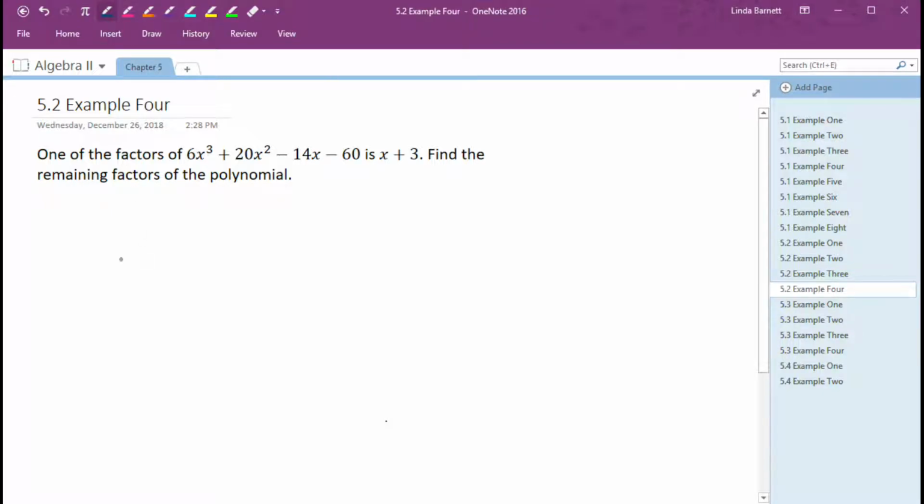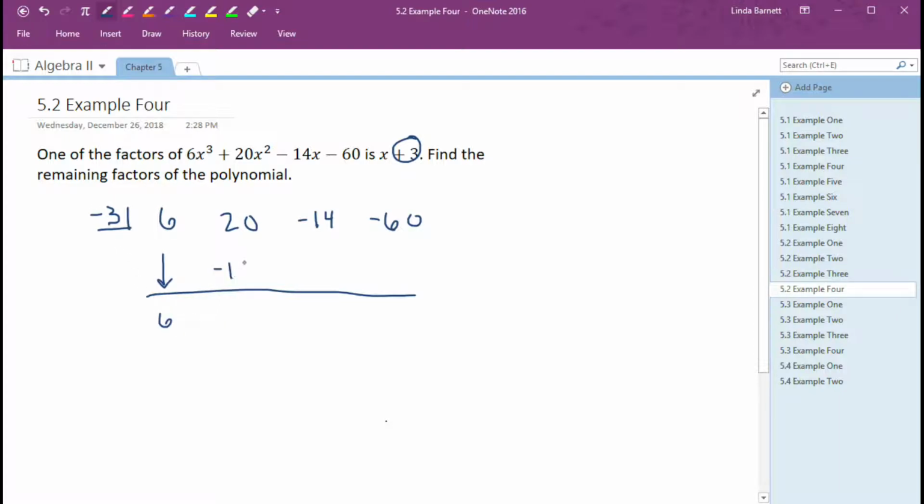I'm going to set that problem up by doing, if this says a positive 3, I'm going to do the opposite of that, which is a negative 3. And then I'm going to write in all my coefficients: 6x cubed, 20x squared, negative 14x, and the negative 60. Now I'm just going to do synthetic division by bringing down this 6 first, and then I do negative 3 times 6 is a negative 18.